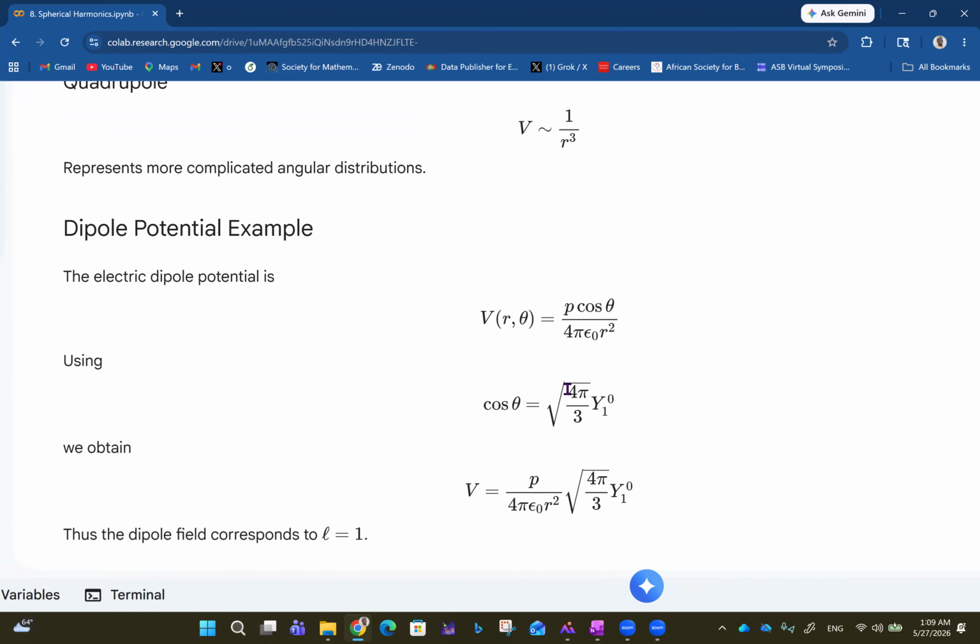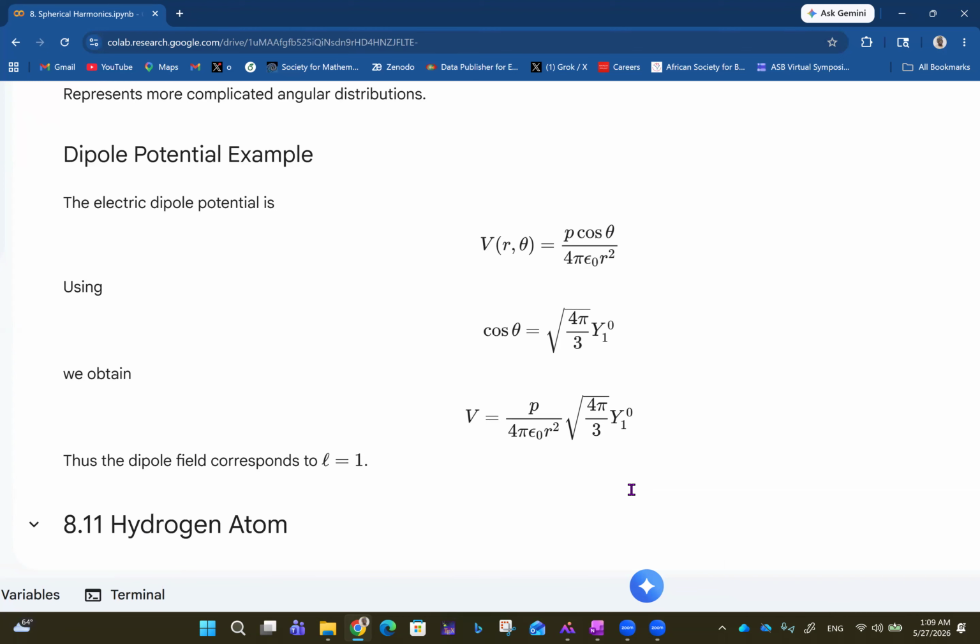Now using cos theta, which is the square root of 4 pi over 3, multiplied by Y_1^0, which we saw the other time, we obtain that V is equal to P over 4 pi epsilon naught R squared, square root of 4 pi over 3, times cos theta. So you have P over all of this multiplied by this cos theta. Thus, the dipole field corresponds to L equals 1 in that case.